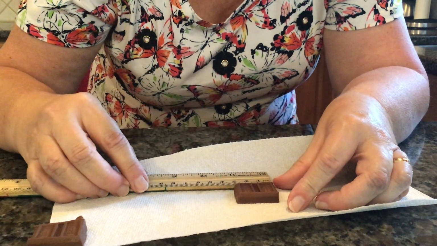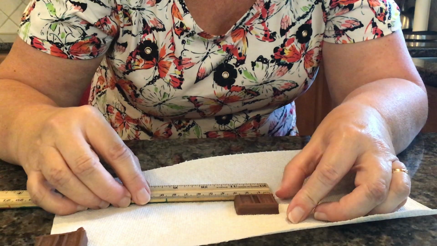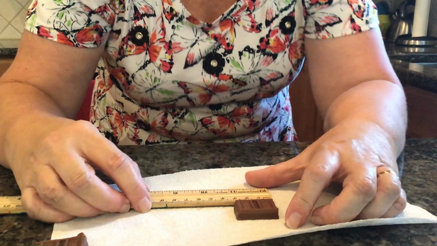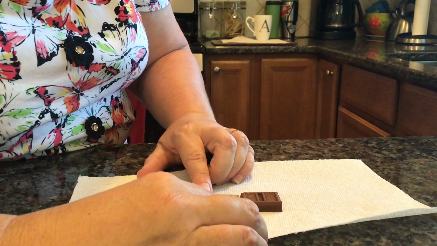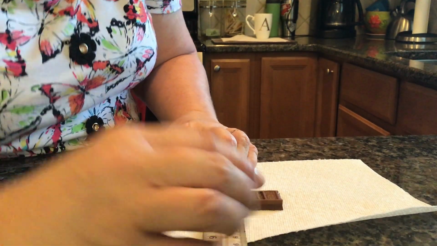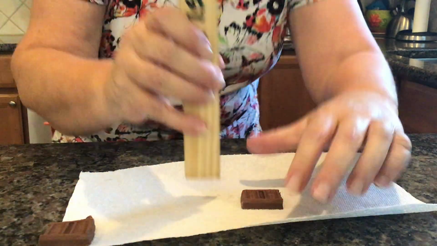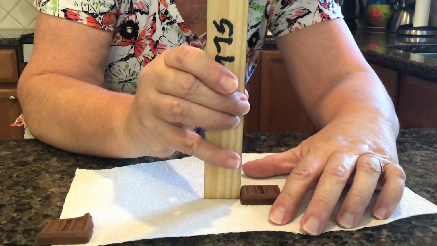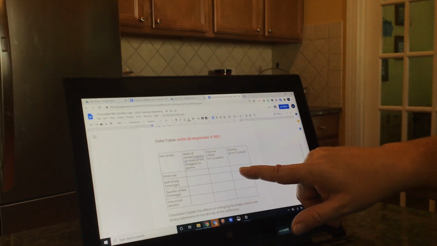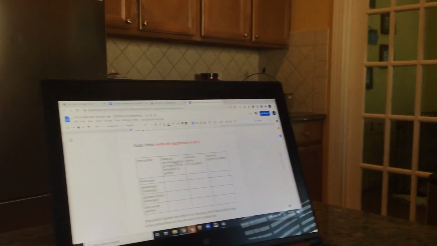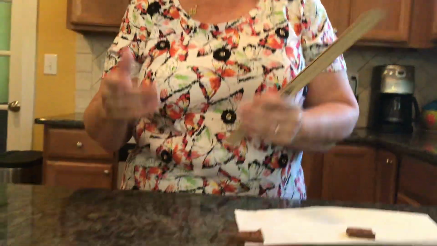Same thing, measure my length. My length is approximately 3 centimeters. My width, we didn't change, so that is also 3 centimeters. My height I did not change, so that is 0.5. So it should be 3 times 3 times 0.5 to find the volume, and then we're going to figure out our density. That's the part you're doing on your own.